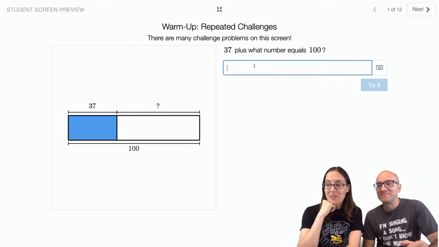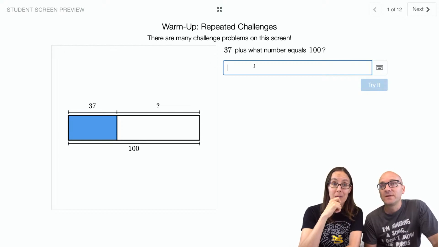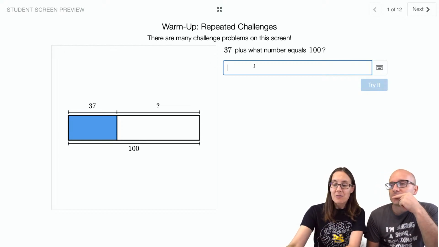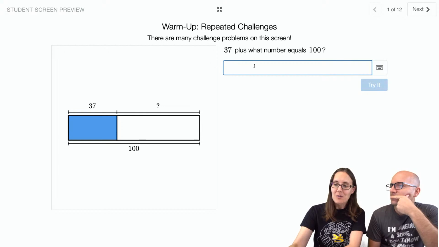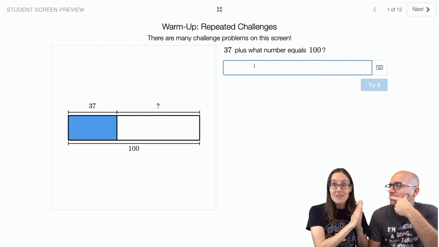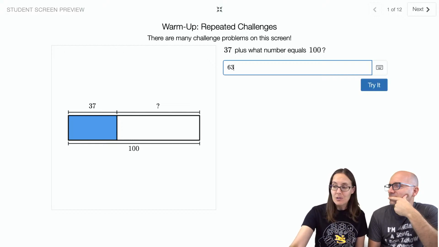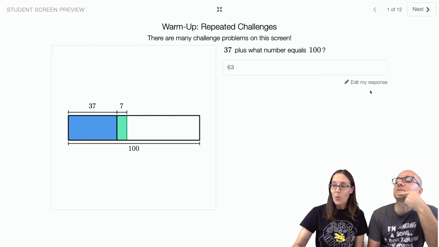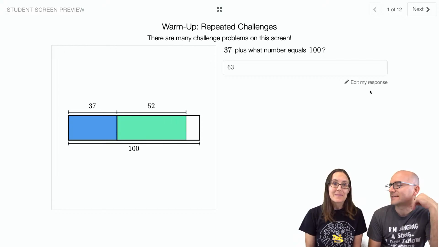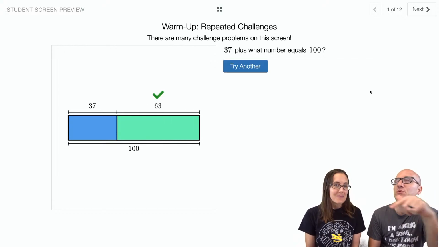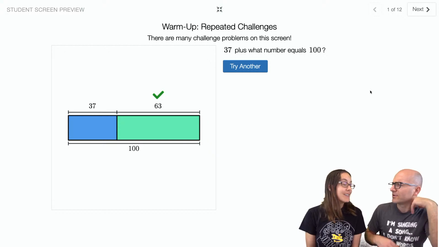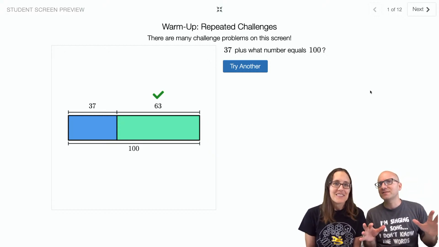37 plus what number equals 100? Now, 40 plus 60 equals 100, so if I'm going to go from 40 down just 3, then I can just take that 3 and add it to the 60. It's 63, right? So you're saying the answer was 3 more than the 60 last time because the 37 is 3 less than the 40? That's right. You're noticing an interesting symmetry, balancing those two.